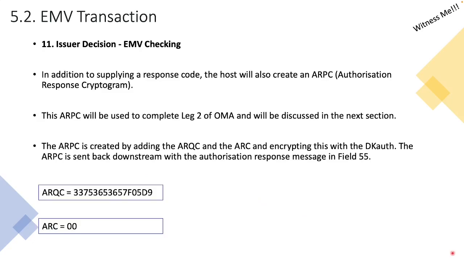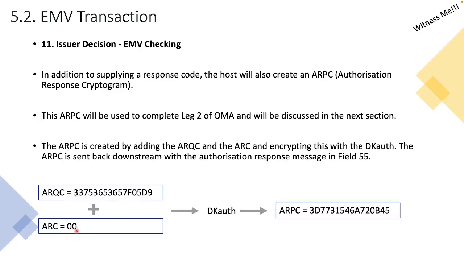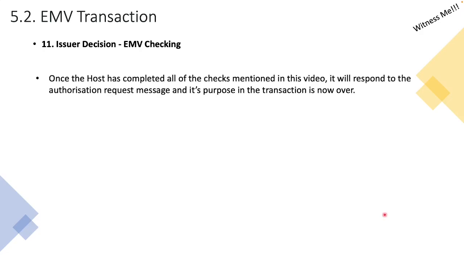In a nutshell, here's the ARQC that we had received. The issuer host has decided that there's no reason not to approve the transaction. So it adds the ARQC to the ARC, encrypts it under the DK auth, and this generates an ARPC that looks something like this. Once the host has completed all the checks, it will respond to the auth request message, and the issuer host's interaction in the transaction is now over. It won't get involved in this transaction any further.